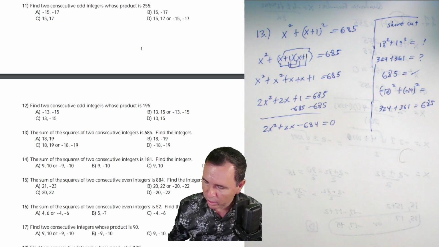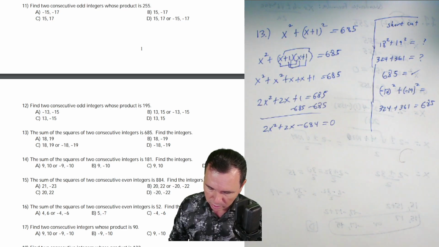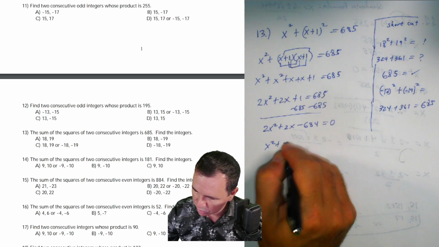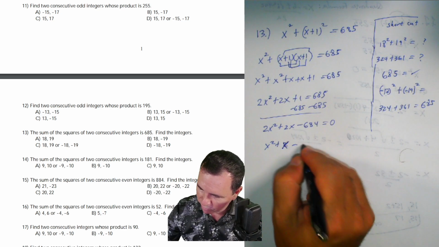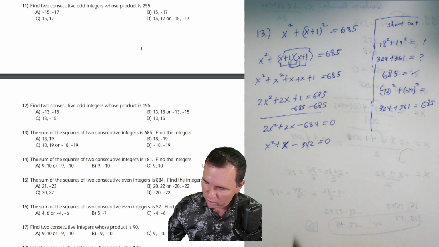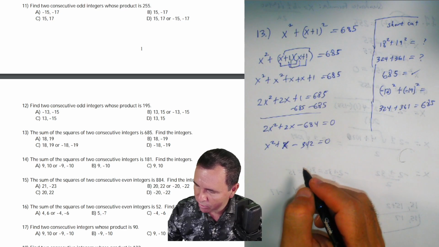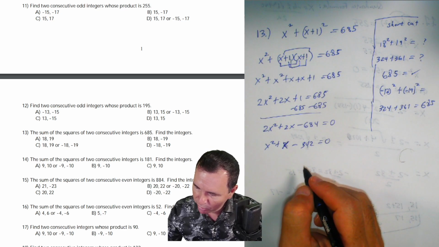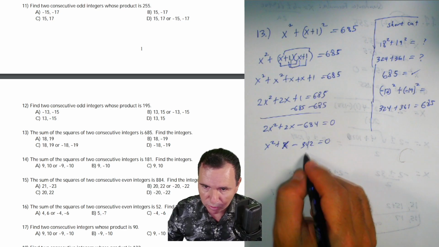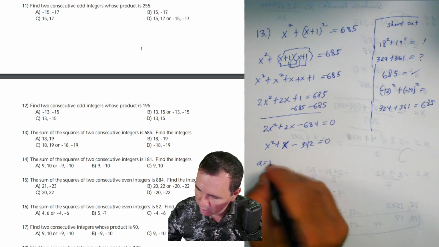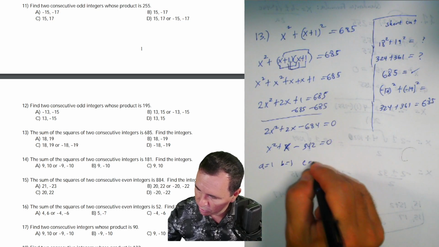And what I'm going to do to make my life easier, because they're all divisible by 2, I'm going to just divide everything by 2. So you're going to get x squared plus x, not 2x, minus 342 equals 0. And it turns out that you can factor these things, right? Because 18 times 19 happens to be 342. Or you could use the quadratic formula if you want to, right? A is 1, B is 1, C is negative 342.